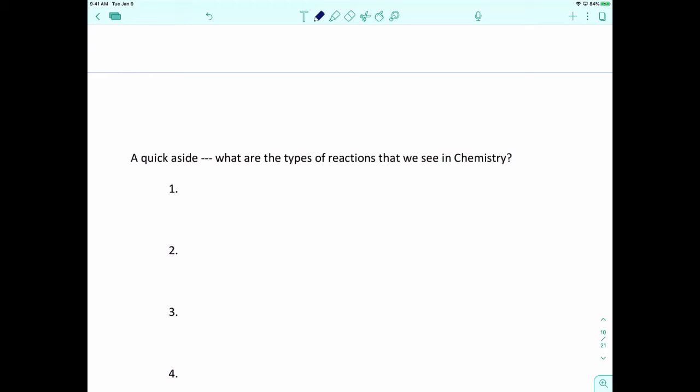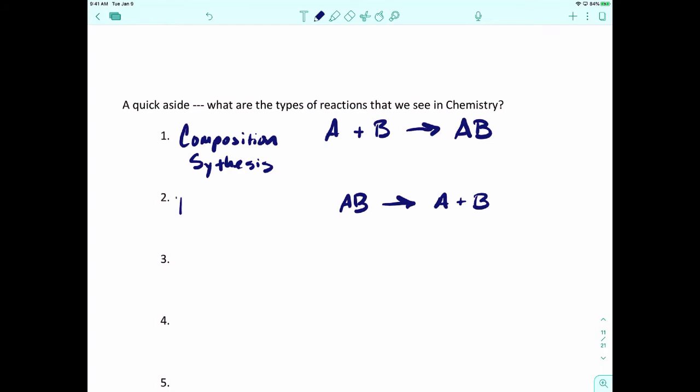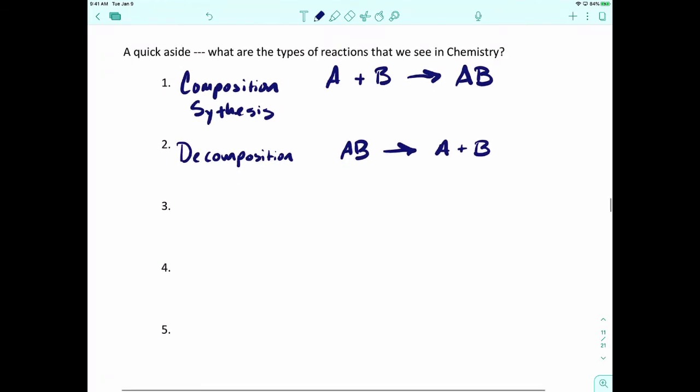We're going to add a couple more to our repertoire in the next chapter. So the types of reactions that we see, the first one is called a composition reaction, where if you have element A reacting with element B, it produces compound AB. Okay, so that's composition. Sometimes this is also called synthesis. The opposite of composition is taking a compound and breaking it up into its elemental parts. The opposite of composition is called decomposition. Okay, so we have composition, we have decomposition.